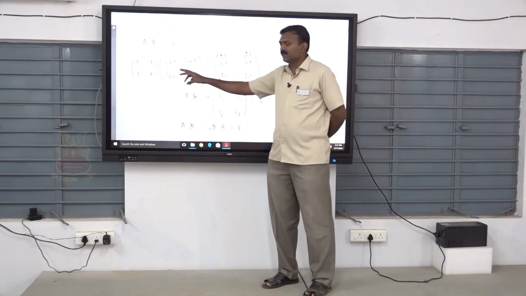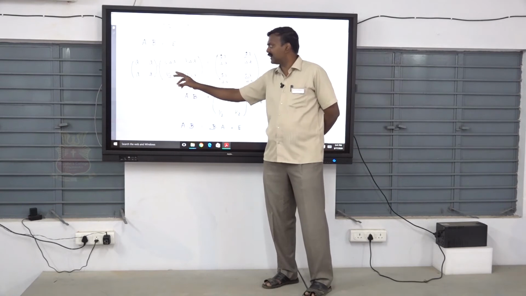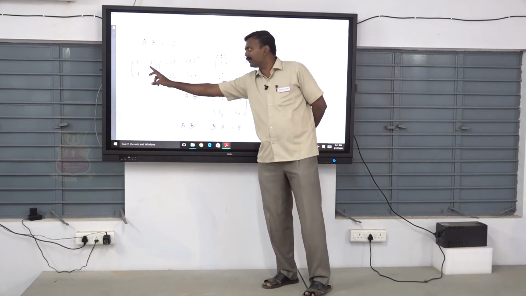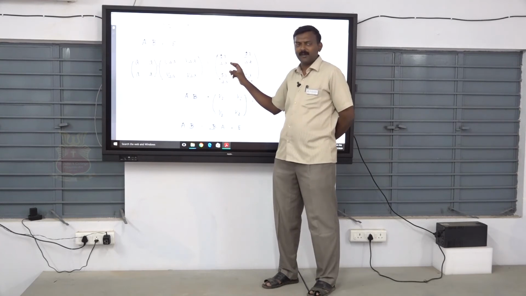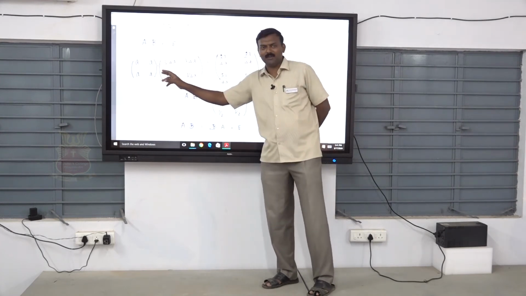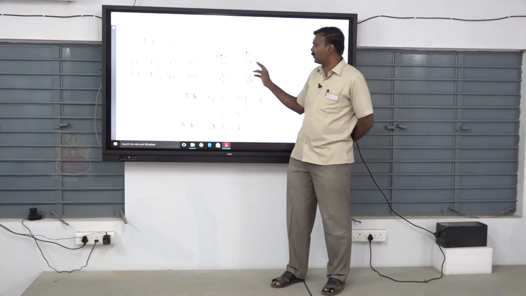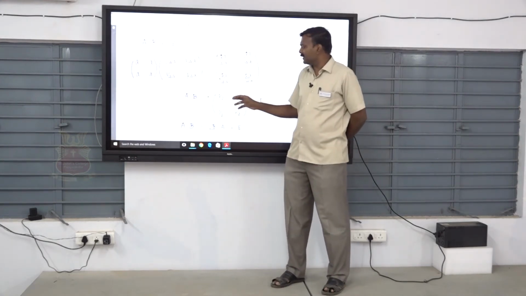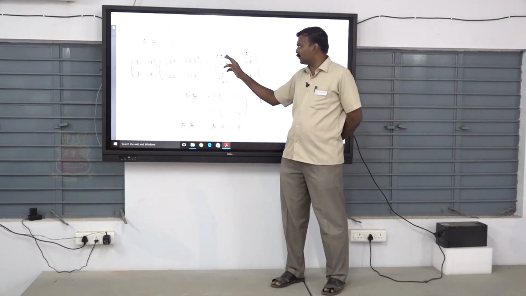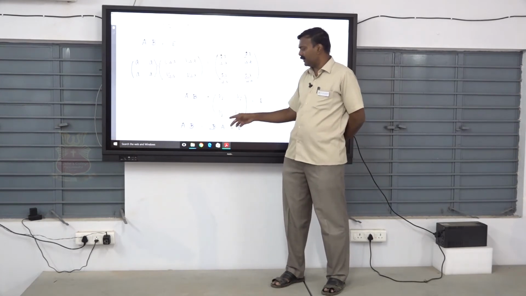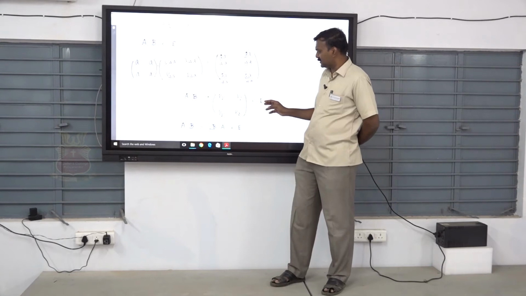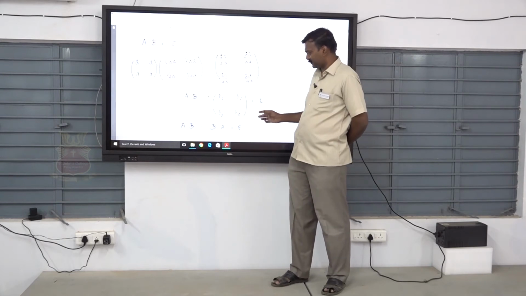Then multiply the first row and the first column: A dot 1 by 4A plus A dot 1 by 4A. What is the answer? 2A by 4A. Here also the same elements, so we get the same answer 2A by 4A. Then A cancels, 2 by 4 is 1 by 2. Then 1 by 2, 1 by 2, 1 by 2, 1 by 2. That is equal to E.